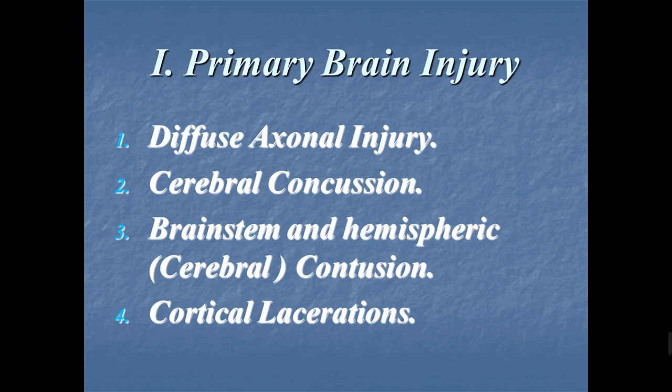Now, what are the types of primary brain injuries? In fact, we have diffuse axonal injury, number 1, cerebral concussion, number 2, brainstem and hemispheric cerebral contusions, and lastly, cortical lacerations. Diffuse axonal injury will affect the whole brain, diffuse, from its name. Cerebral concussion also affects the brain as a whole. While brainstem and hemispheric contusions are localized to some area or other, for example, frontal lobe or temporoparietal. Cortical lacerations also will be localized at the site of injury, for example, laceration by bullet or by shell, or for example, the motor area of the brain.